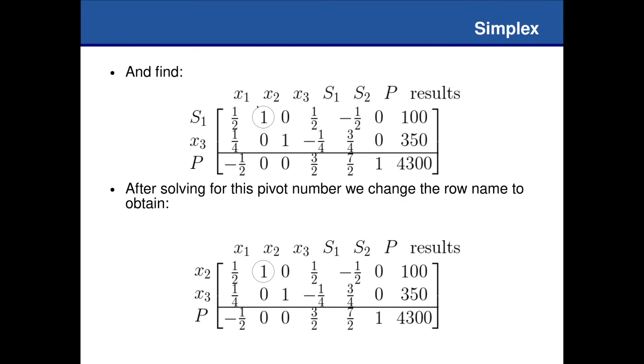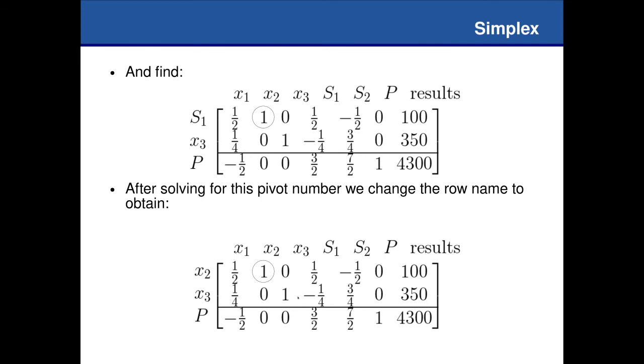Of course, now after reducing, we will substitute this S1 by X2. So now we have another partial solution. If we build up 100 elements of X2 and 350 elements of X3, we are going to make $4,300 at the end. Okay?